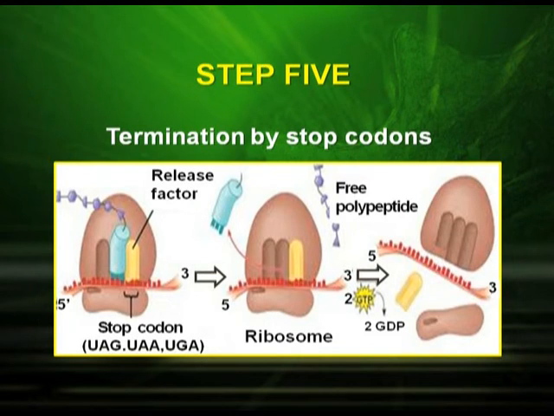Now, in step 5, that is the last step, that is the termination. The termination process takes place by stop codons. These stop codons are UAG, UAA and UGA. The termination process takes place with the help of release factors. As you can see, during the termination, the polypeptide is released, the tRNA is also released. The two subunits, the small subunit and the large subunit of the ribosome, dissociate. And this takes place with the help of the energy utilized from GTP.